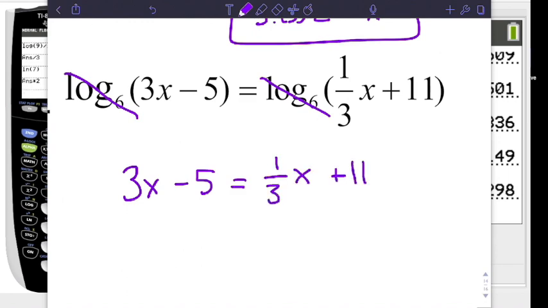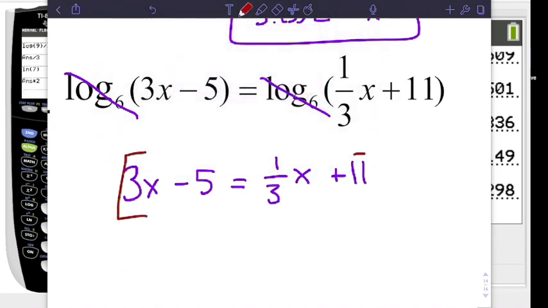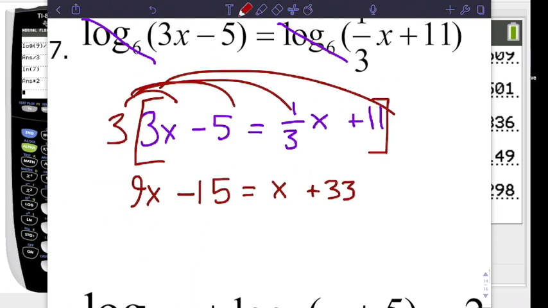Alright, some people don't like fractions. So if you want to get rid of all your fractions right away, a nice little algebraic step you can do is multiply everything by the common denominator, which in this case there's only one denominator. So if we do all that, that'll be 9x minus 15. 1/3 of 3x is just x, and then plus 33. And then now we're done with the fractions.